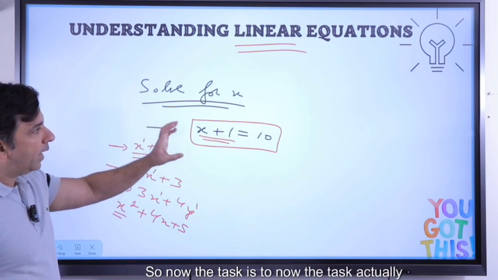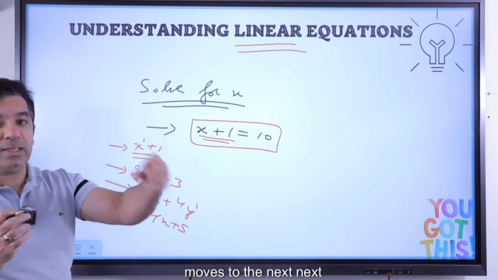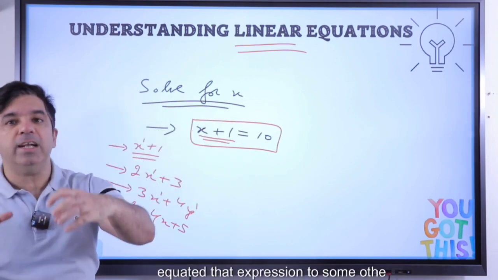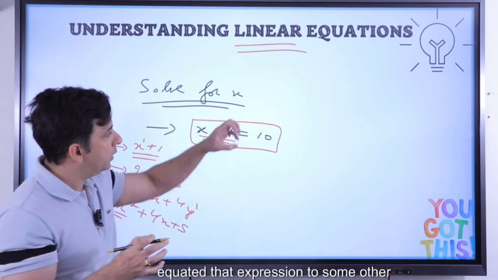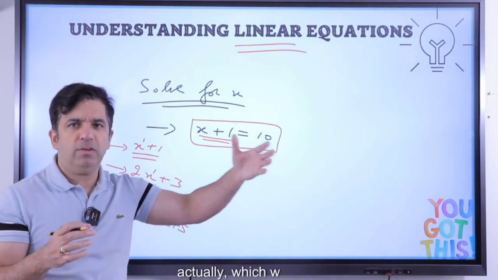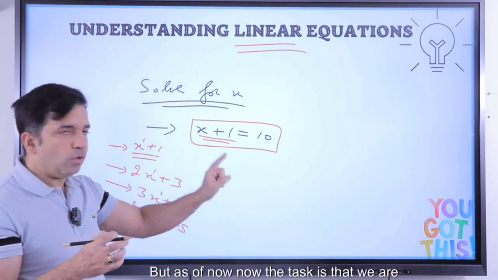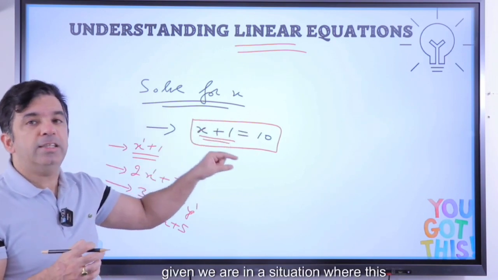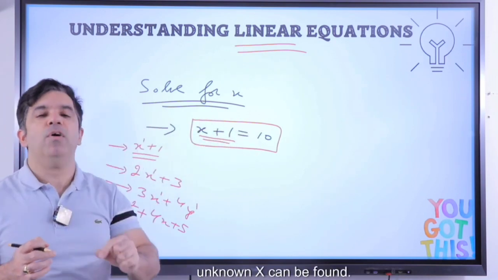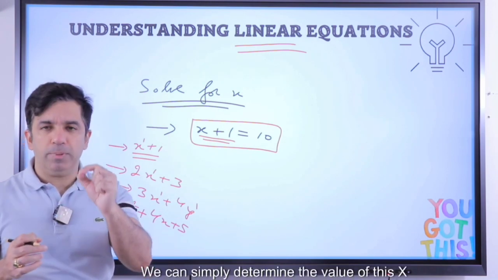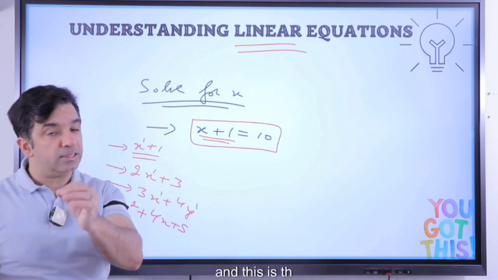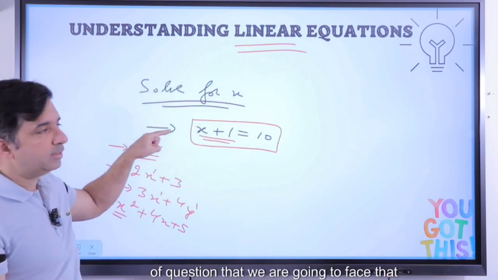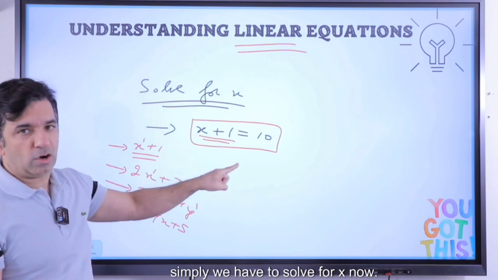Now the task actually moves to the next name, that is equation. So now this is an equation, when we have equated that expression to some other constant, or maybe another expression actually, which we'll see later. But as of now, we are in a situation where this unknown x can be found. We can simply determine the value of this x, and this is the task. So this would be the kind of question that we are going to face, that simply we have to solve for x now.